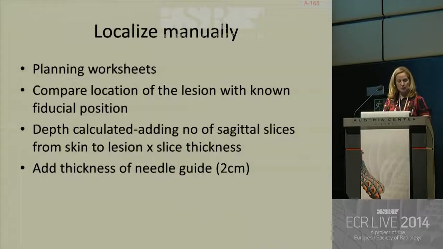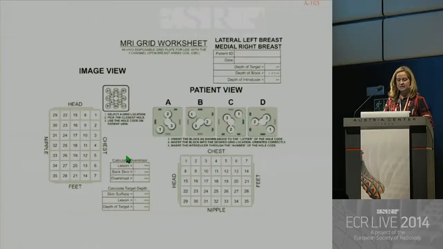For this, you need planning worksheets. This is an example of a planning worksheet. And depending on the approach, you have different worksheets. So you have the same worksheet for a lateral left approach and a medial right approach, and you have the same worksheet for a medial left and a lateral right approach. And here you have an image view, a sagittal image view, and you have a patient image view.